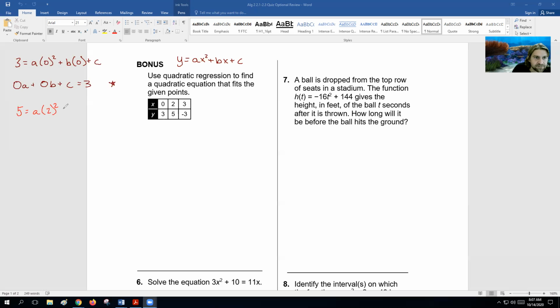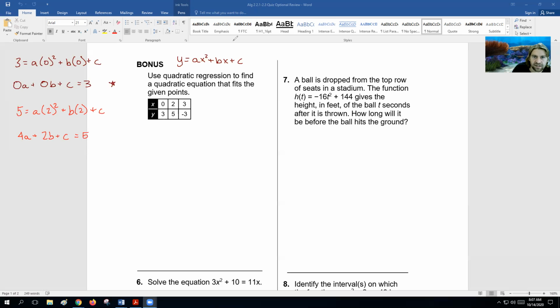X is 2, so 2 squared plus b, we don't know. X is 2 plus c, we don't know. So if I wanted to rewrite this, 2 squared is 4, so this would be 4a plus, I multiply that, that'd be 2b plus 1c is equal to 5.